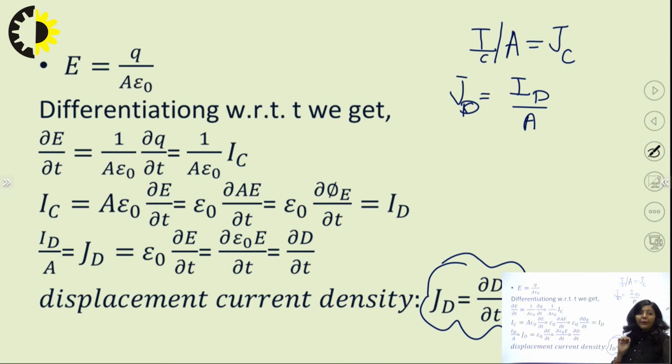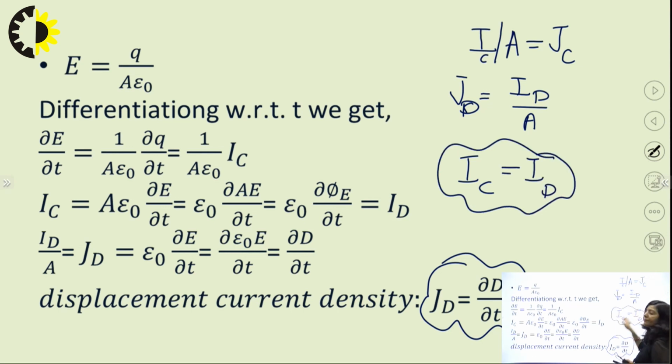And one more interesting point is there. The current in the connecting wires, which is because of flow of charge, that conduction current is exactly equal to the current for loop C2 in between the two plates of the parallel plate capacitor. Means IC, which is there in connecting wires, is exactly equal to ID. And you can prove it simply with the help of this one.